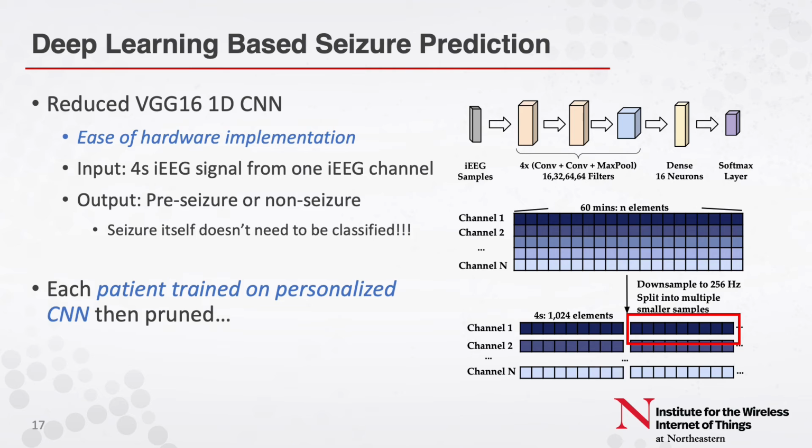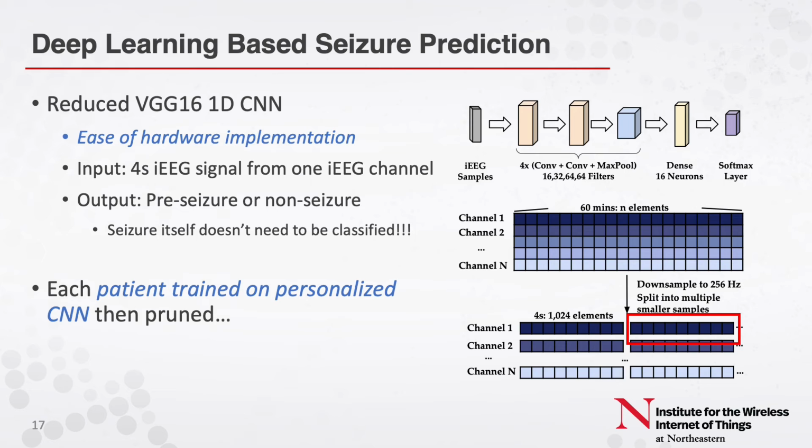So each patient is trained on their own CNN. We keep things personalized in this way because we've tried to actually train a neural network on all the patients' data, but when we tested this neural network on individual patients, we actually saw reduced performance, which further pushes the point of the need for personalization in our experience.